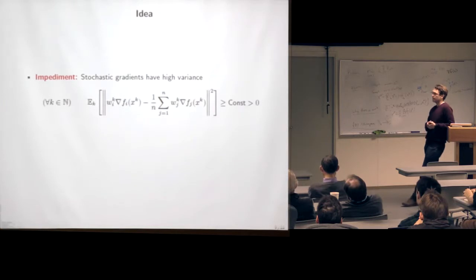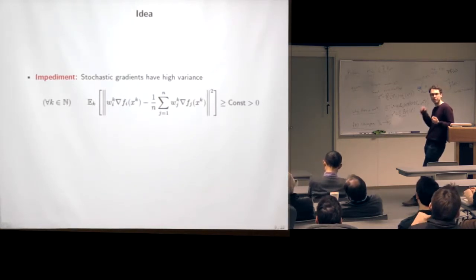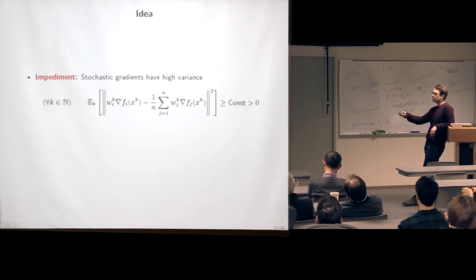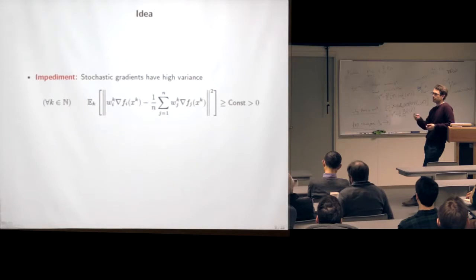Okay, so if you're running an algorithm and you have an estimate of the gradient, you'd like it to get better and better over time. And in fact, this doesn't happen because the variance of this gradient estimate stays constant. So it's really hard to prove any convergence rates in the non-convex case.